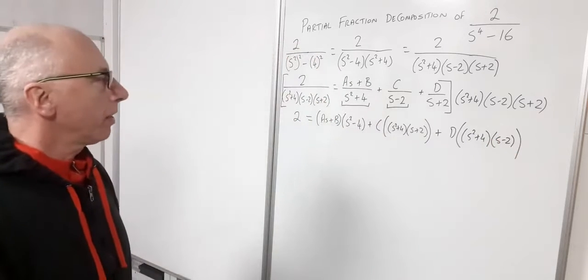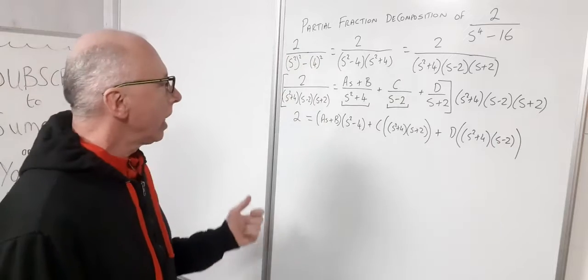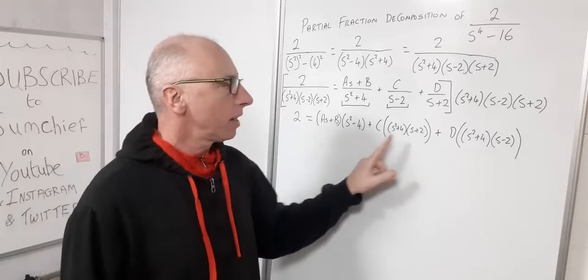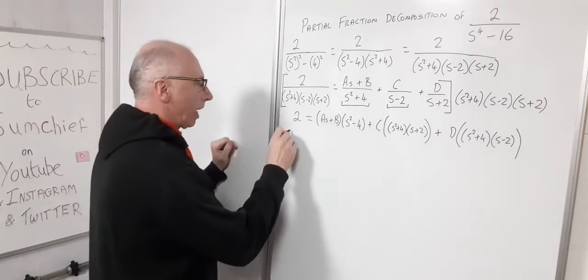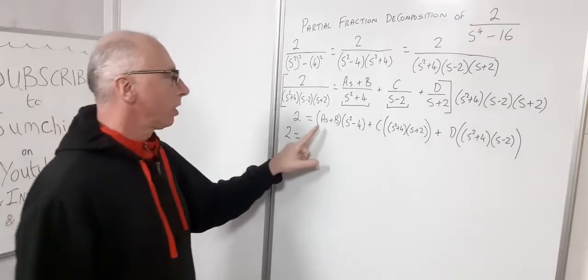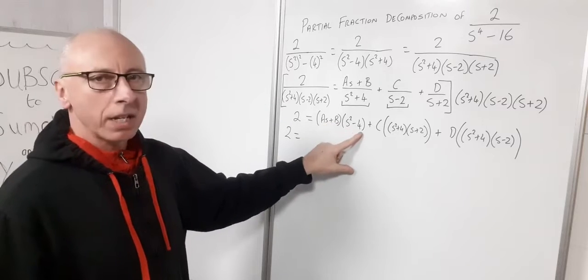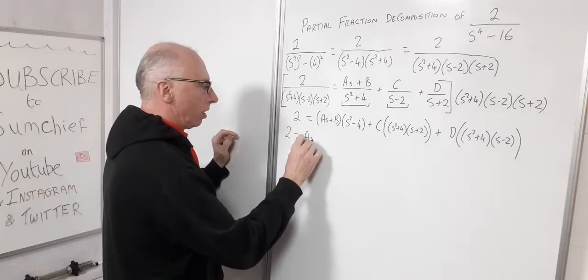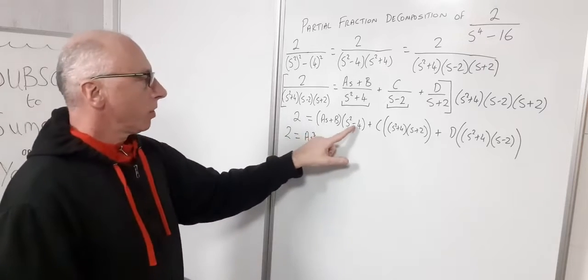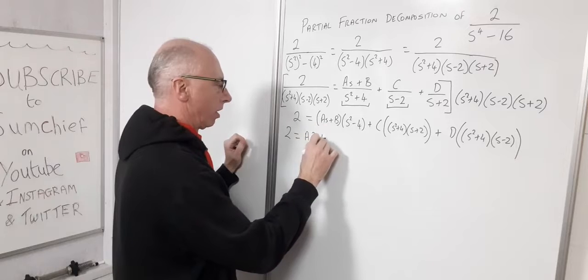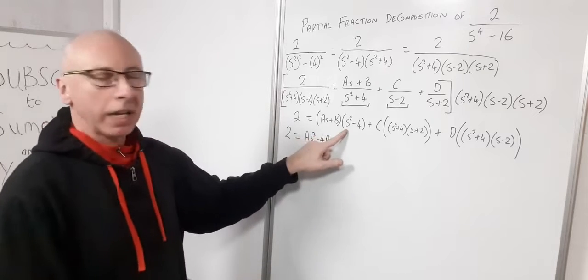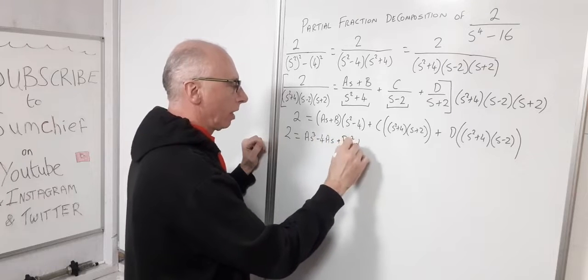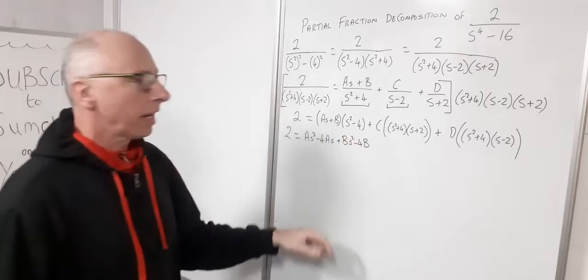Okay, now this is just a case of brute force and just multiplying out all these things with my a, my b, c and my d. So let's go and take care of that. So now 2 equals as plus b times s squared minus 4. So that's going to give me as cubed minus 4as plus bs squared and minus 4b. So that takes care of that.